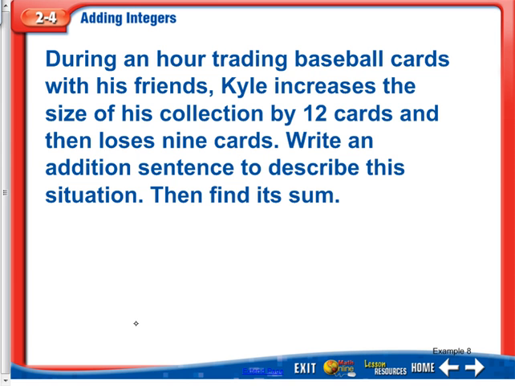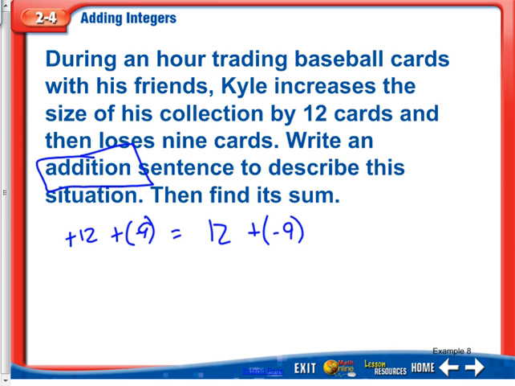All right, during an hour trading baseball cards with his friends, Kyle increases the size of his collection by 12 cards. So we can write that as a plus 12. And then he loses 9 cards. So you can say plus negative 9. Then it says write an addition sentence to describe the situation, then find its sum. So we could say simply 12 plus negative 9. Now we don't want to say 12 minus 9 because it says write an addition sentence.